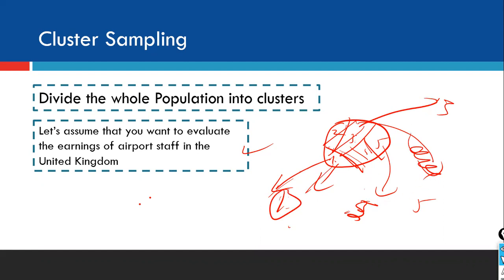So what we do is we randomly select the clusters, and we are going to consider all the staff that work in each of those airports, 1, 3 and 5. Randomly sample the clusters. Let's say you have 10 clusters. Of the 10 clusters, randomly you select 3 or 4 clusters. And then in those clusters, you run a survey with all the staff.